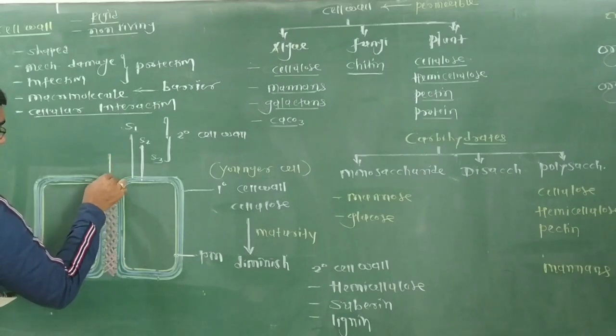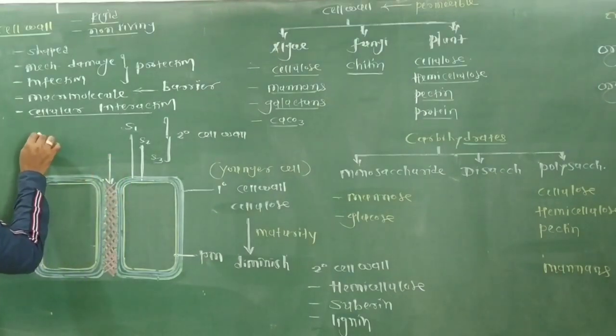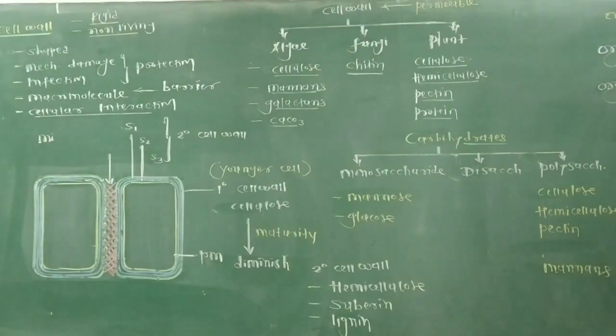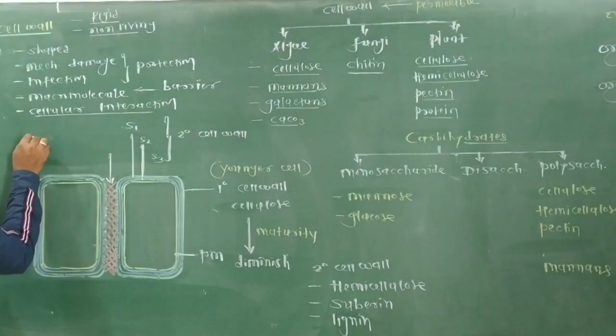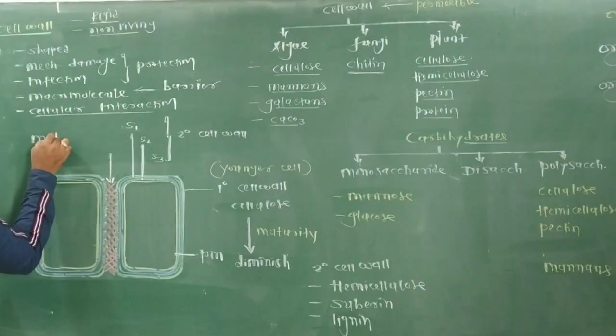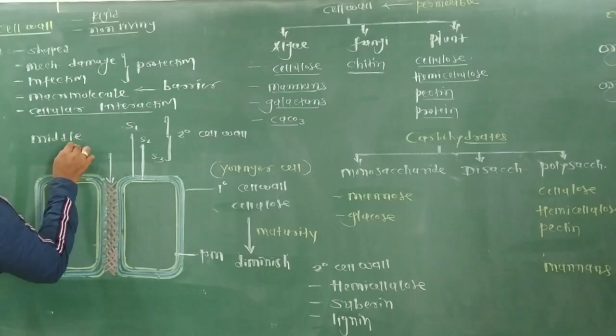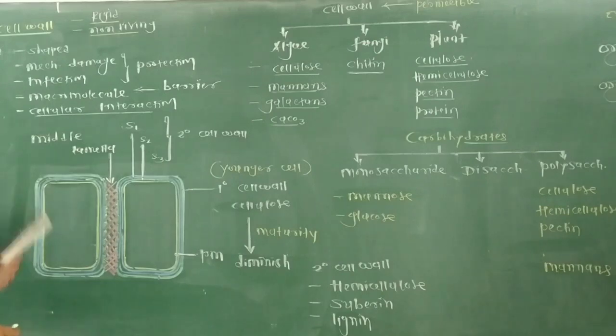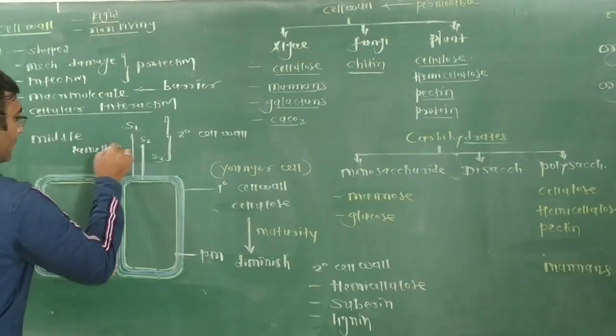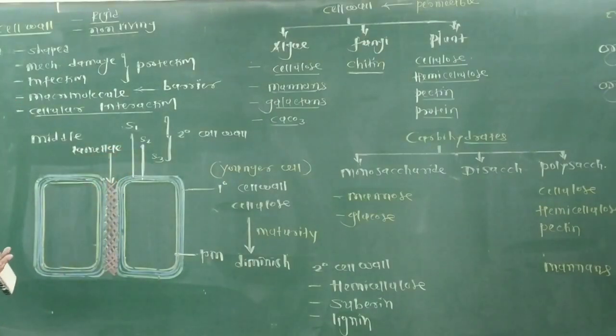This is the middle lamella, and this middle lamella is made up of calcium pectate.